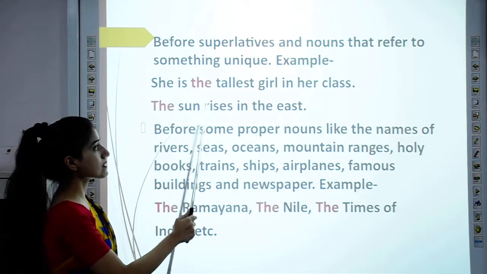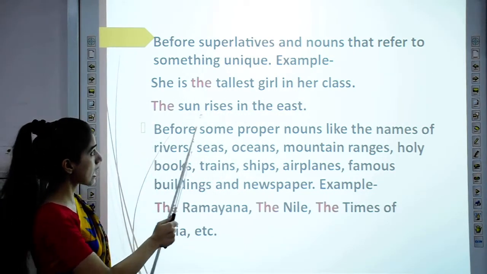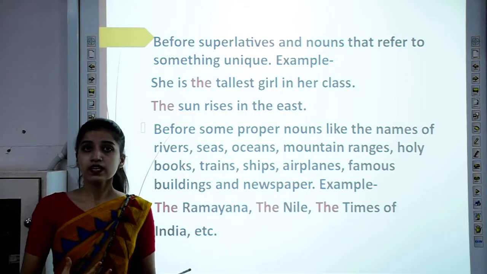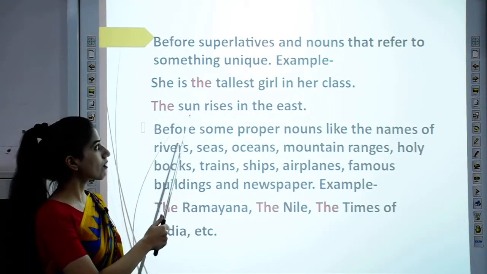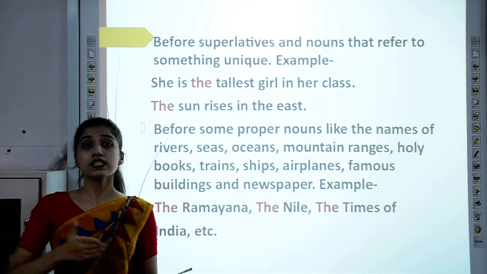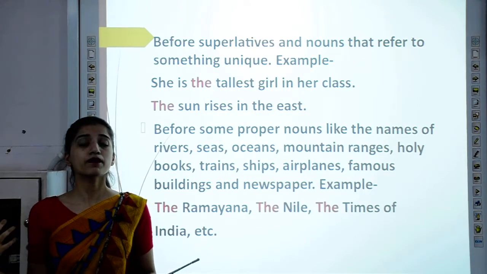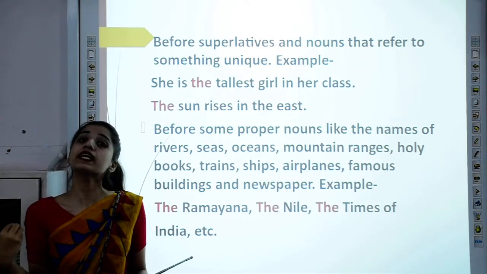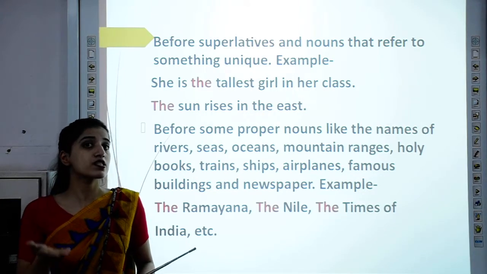Now, "The sun rises in the east." The sun is referring to something unique, that is why "the" will come before sun. The stars, the moon, these are referring to something unique, that is why we use "the" before them.